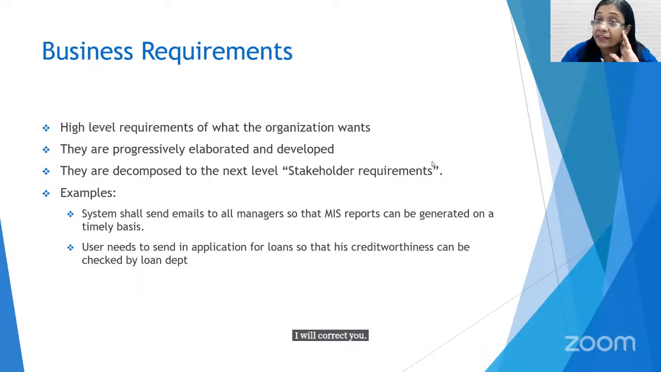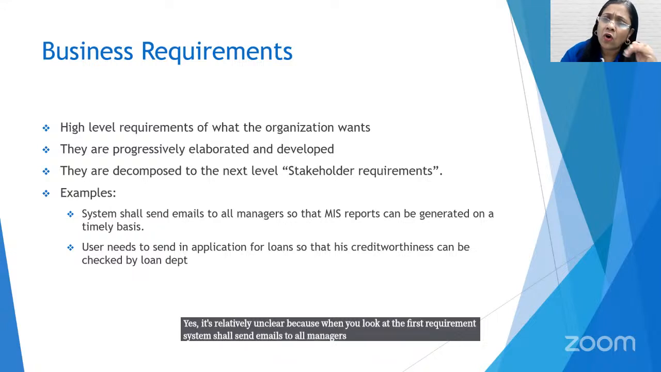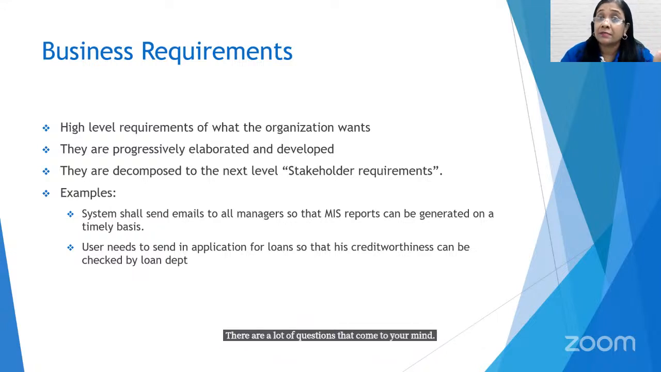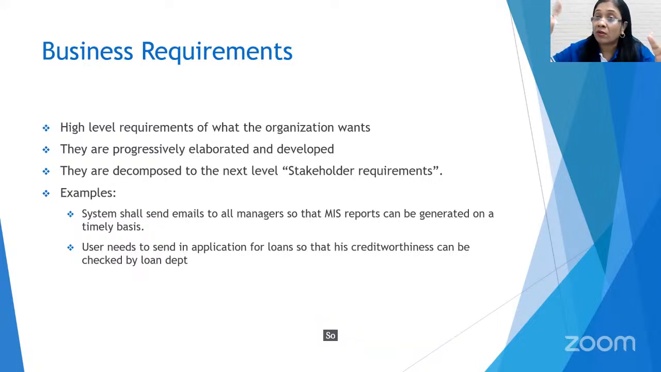Yes, it's relatively unclear because when you look at the first requirement, system shall send emails to all managers, there are a lot of questions that come to your mind. Each one of you can type in the questions that are coming to your mind. So when I look into this requirement, the first question that comes to me is, what are these emails? Exactly. What are these emails going to the managers? Now, the end goal of the customer, guys, is very clear: they want to generate some MIS reports. So business requirements always have a goal or objective towards the end.